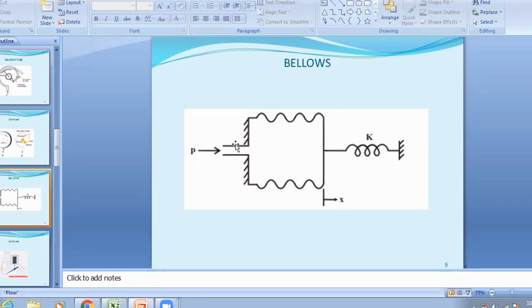Because this is the fixed end and this is your free end, right? So this fixed end, like in the Bourdon tube, is attached to the pressure tapping. There is a pressure inlet through which we have to apply the pressure, right? And this is your moving end, that is your free end, that is free to move.